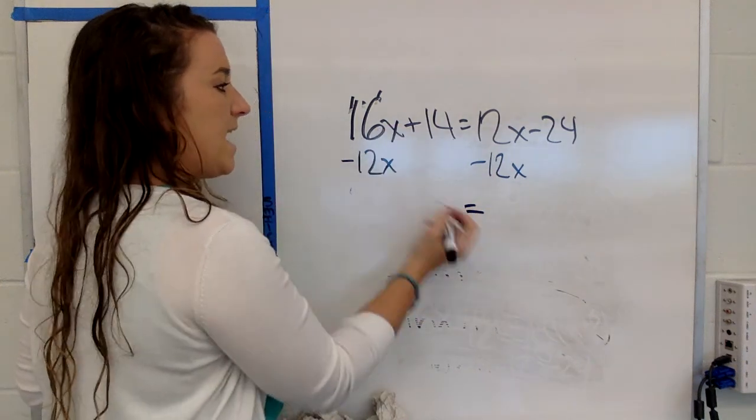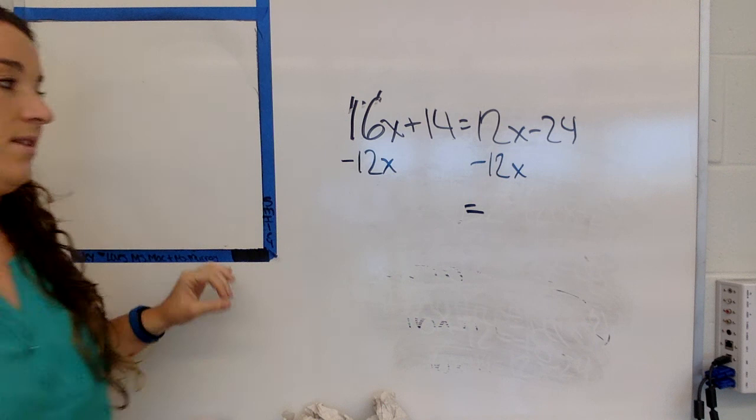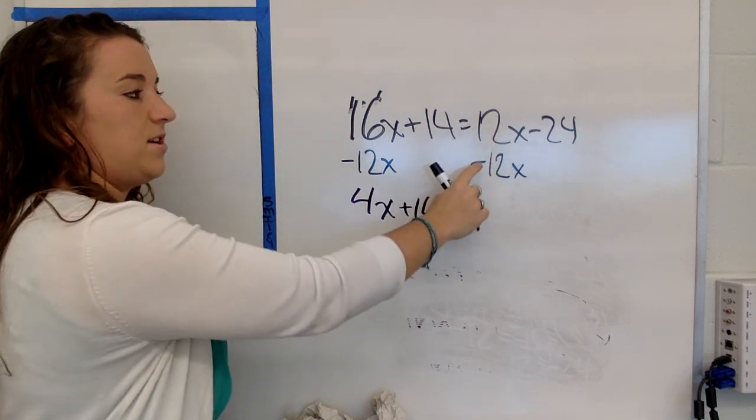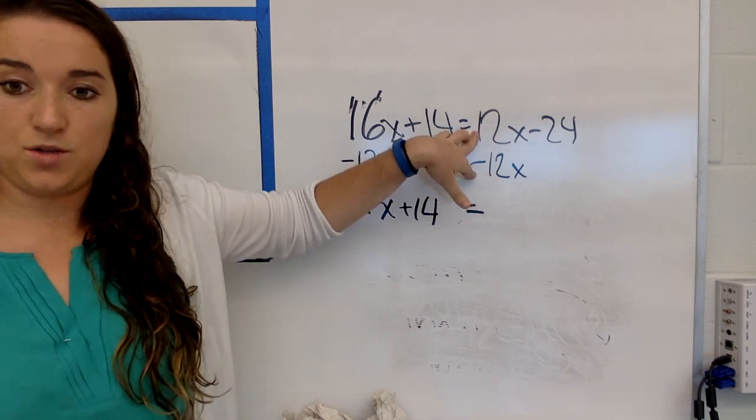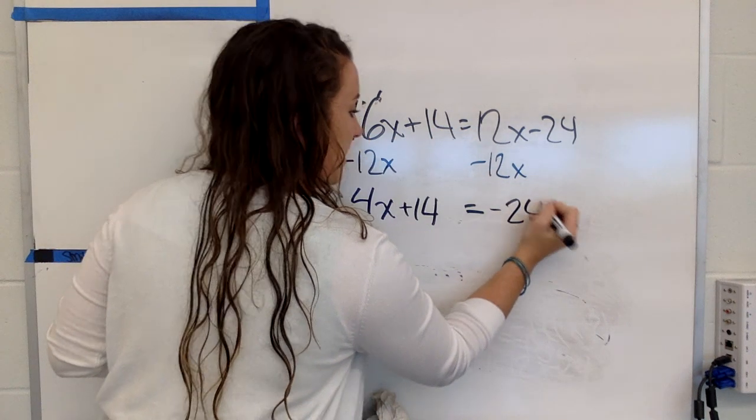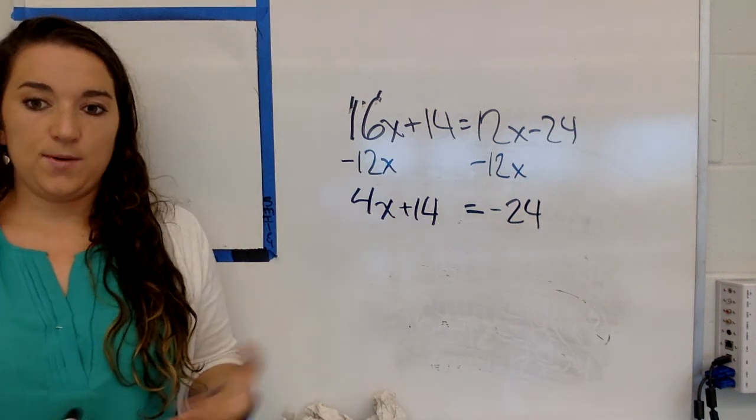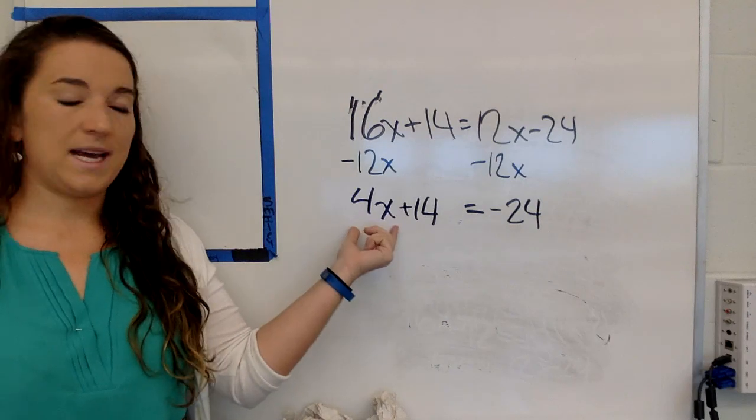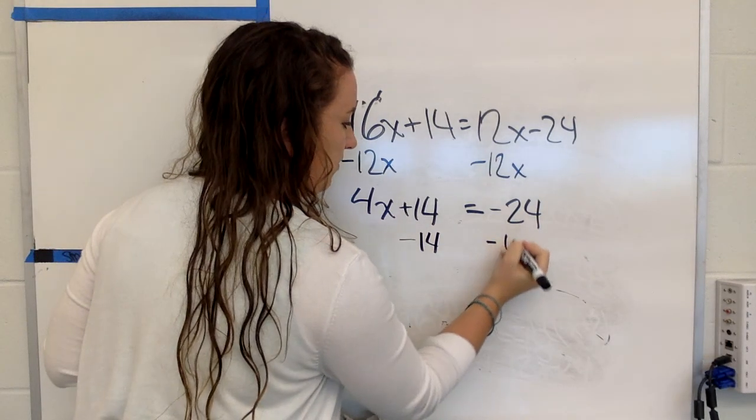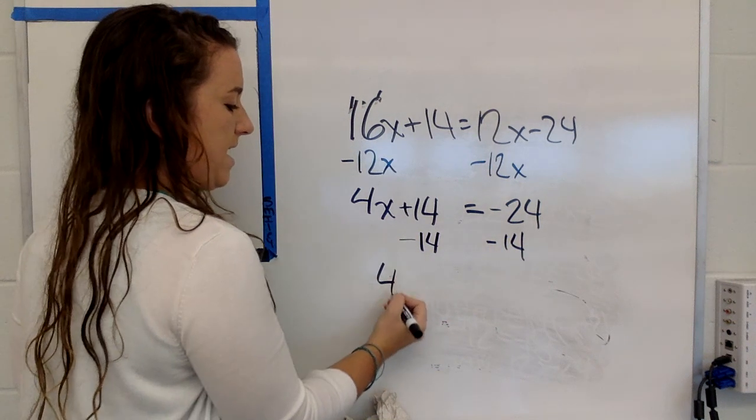Keep my equal sign. On this side of the equation, I have 16x minus 12x, which equals what? 4x plus 14. On this side of the equation, what happens when I have 12x minus 12x? It becomes 0, so I'm just left with minus 24. Now that we're at two-step equations, we're really good with it. I'm trying to get x by itself, so what can I do next? Subtract 14, subtract 14. I'm left with just 4x.